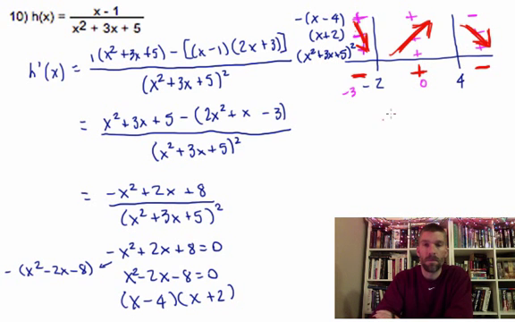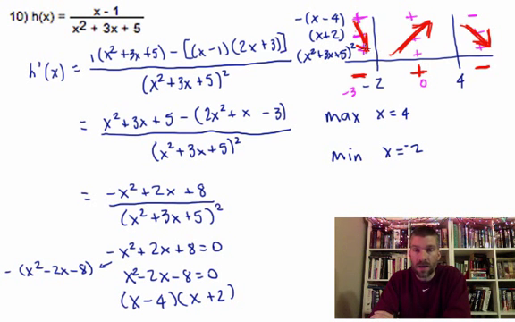Well, what does that mean? That means that we're going to have a max value when x is equal to 4, and we're going to have a min value when x is equal to negative 2. Okay? Why? Because I decrease and then increase. If I decrease and then increase, I have a minimum. If I increase and then decrease, I have a maximum. So on question 10, when they ask us to find the local extrema, this is how I do that.